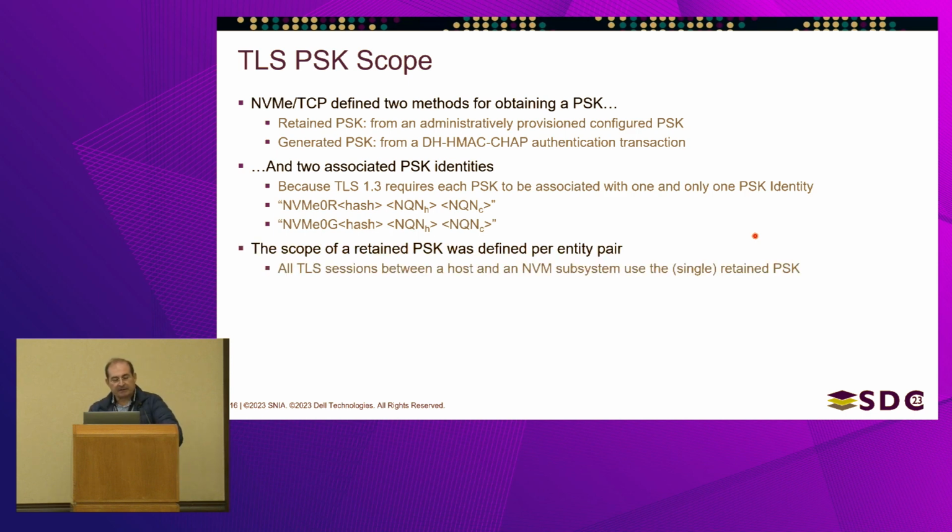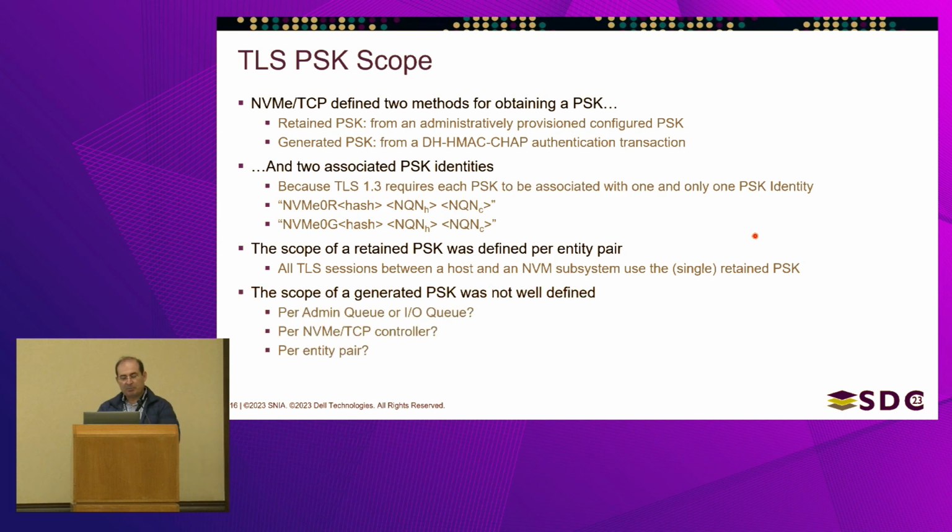The scope of a retained PSK was defined to be per entity pair. So in the moment in which I administratively configure a PSK on a host and administratively configure a PSK on a subsystem, all the communication between this host and this subsystem will use that PSK. That is fairly straightforward to say. I configure this information to get there. However, the scope of a generated PSK was not well defined. At the beginning, we were thinking it could be something just per each queue.